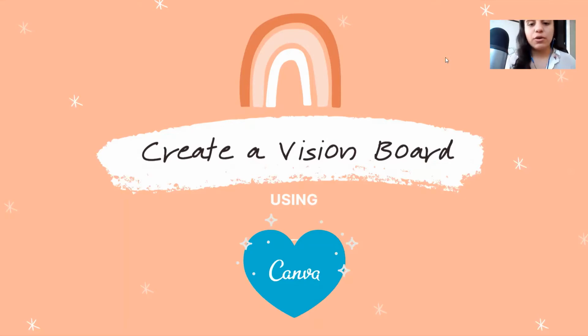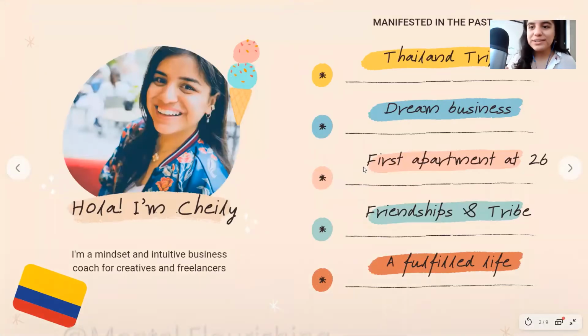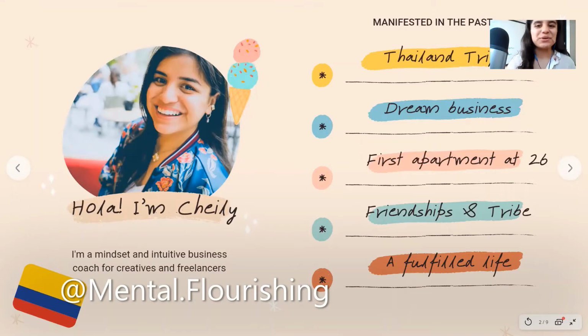Okay, so if you are wondering who am I, what do I do, who am I to teach all of this? So nice to meet you. My name is Jaylin and I'm from Colombia. I'm a mindset and intuitive business coach for freelancers and creatives. And ever since I discovered manifestation and the law of attraction, I've been learning all of the ins and outs to make it work in my life, and I've been able to manifest some really amazing things.